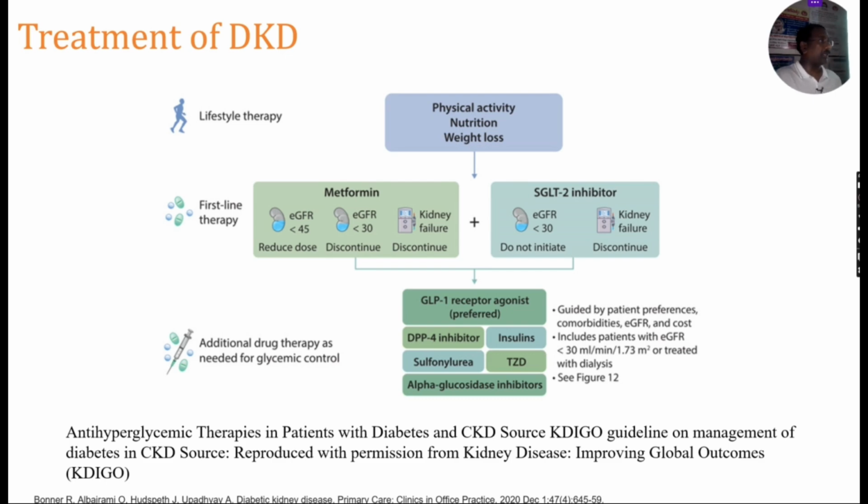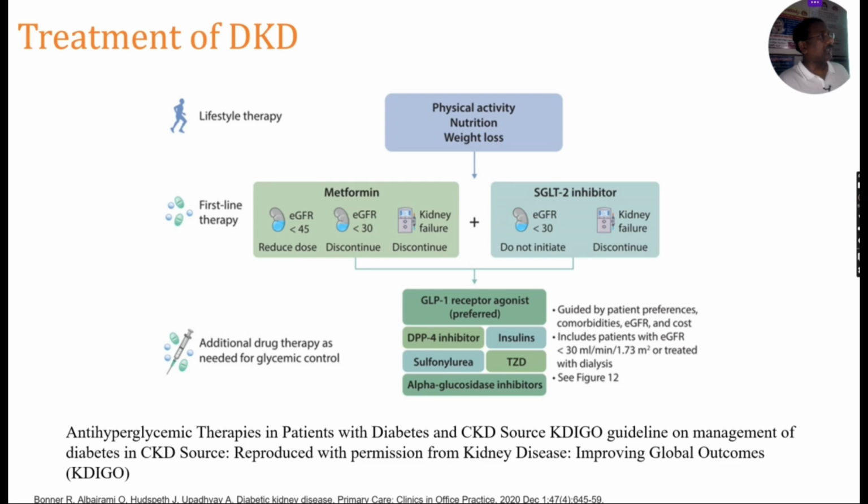You don't use glibenclamide in the CKD population because it's the longest acting sulfonylurea. If the person gets hypoglycemia, it will last for about 2, 3 or 4 days. So that is very, very dangerous. So don't use glibenclamide or Daonil in the CKD population. Use glipizide.